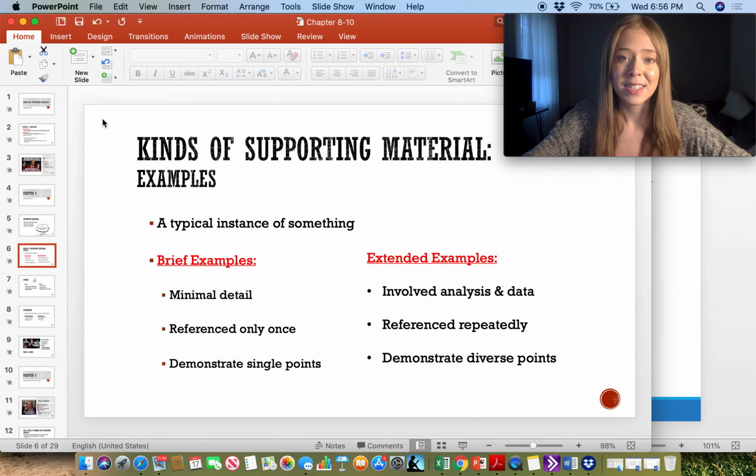So if you're referencing a movie, you can give examples. For instance, the movie The Breakup is a really good example when talking about interpersonal communication, especially in romantic relationships. You'll see that movie used as an example a lot if you're in a class about interpersonal communication and conflict. So using that movie would be an example of an example. And if you used it all the way through your speech, that would be considered an extended example.